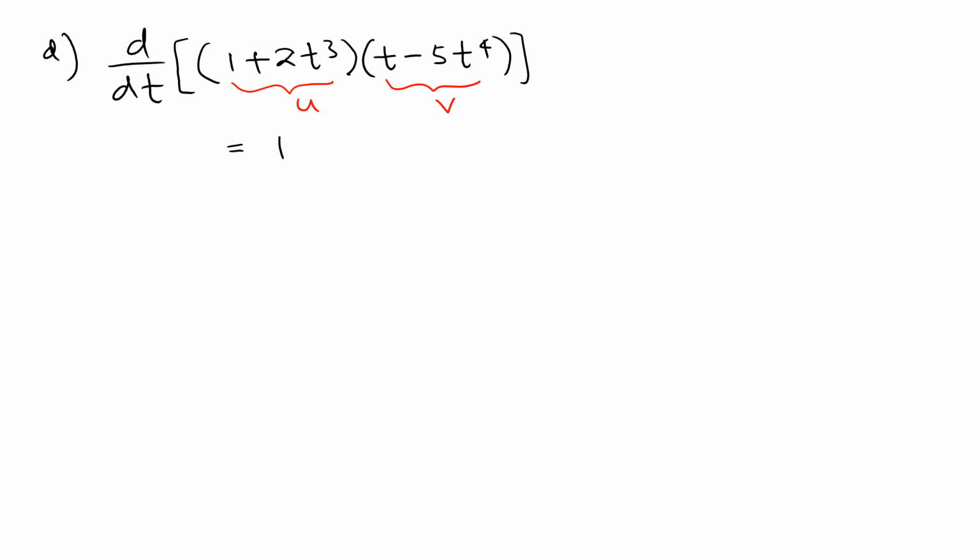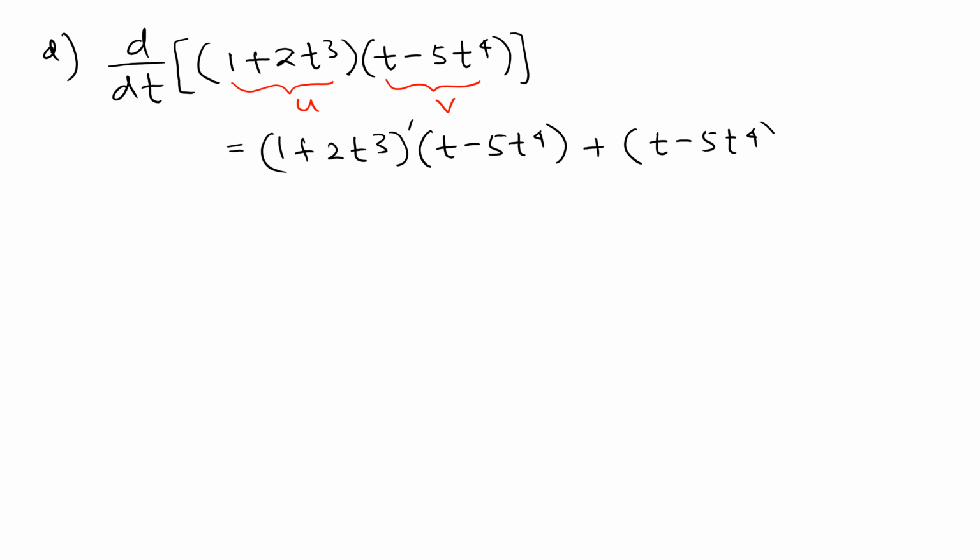So it is (1 plus 2t cube) derivative times (t minus 5t to the 4th power), plus, and then the derivative of the second one, so (t minus 5t to the 4th power) derivative times (1 plus 2t cube).